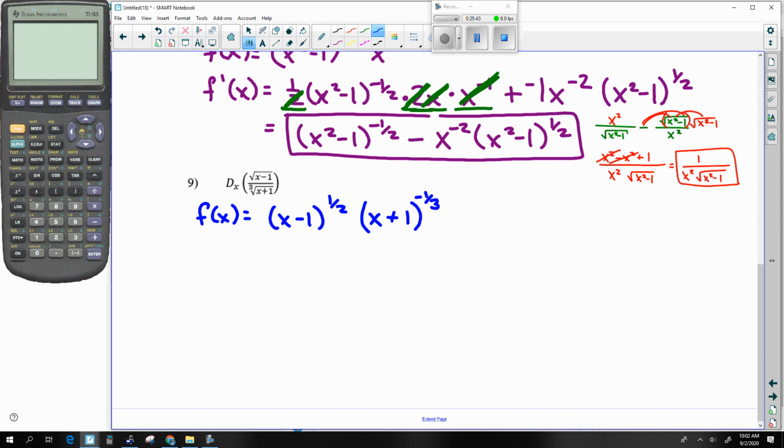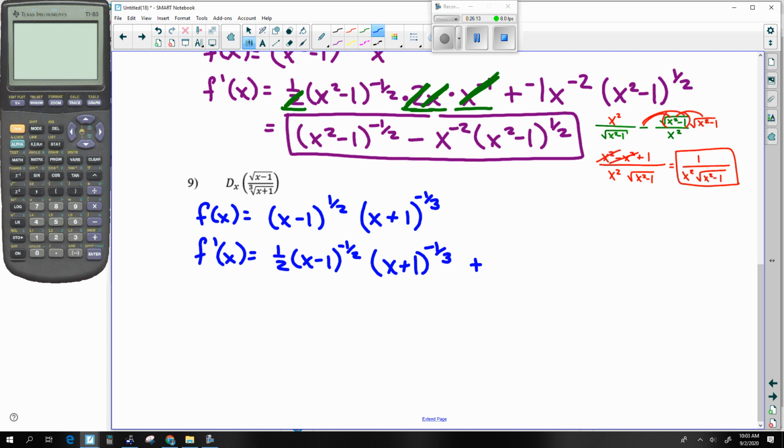So chain rule while simultaneously doing the product rule. U prime, so that's the x minus 1. So that's going to be 1/2 x minus 1 to the negative 1/2. Chain rule would be times 1. Okay, so leave the second piece alone. All right, so that's u prime v plus v prime.